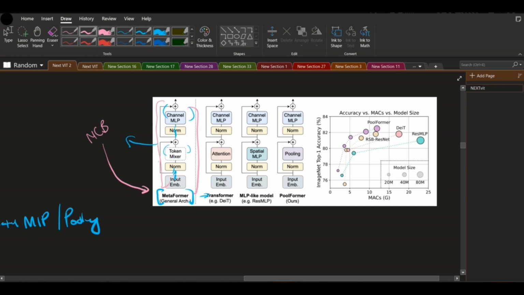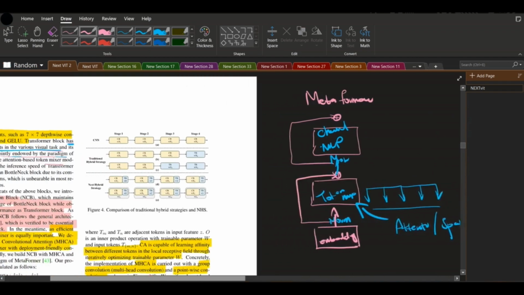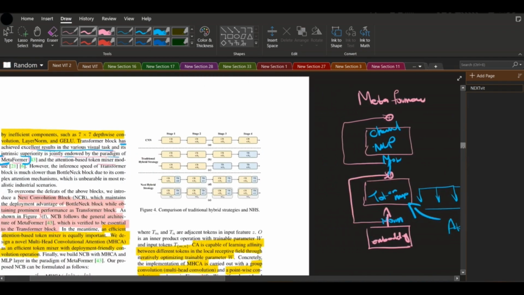But now the question might be, then what did they include in this token mixer? So for them, let's go to the architecture. They included a group.